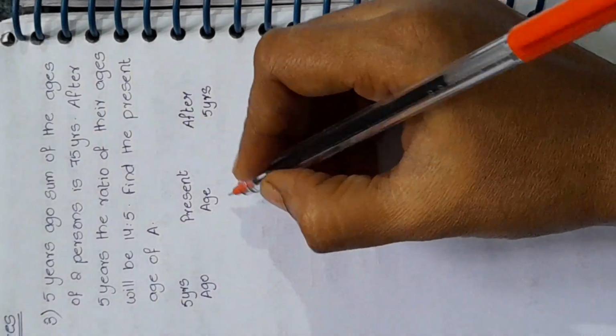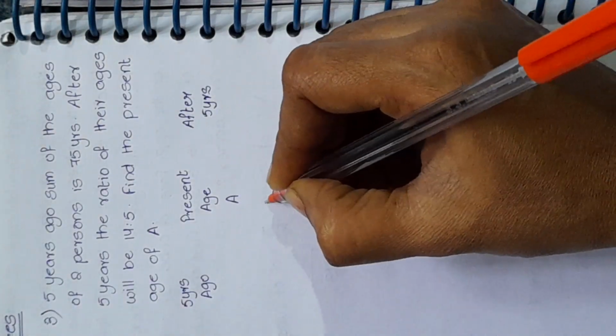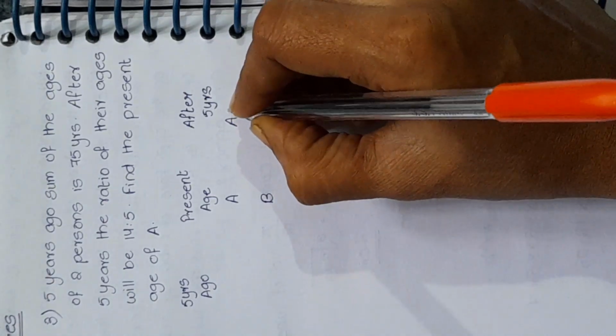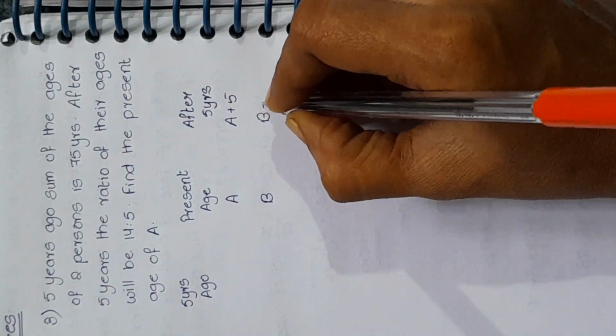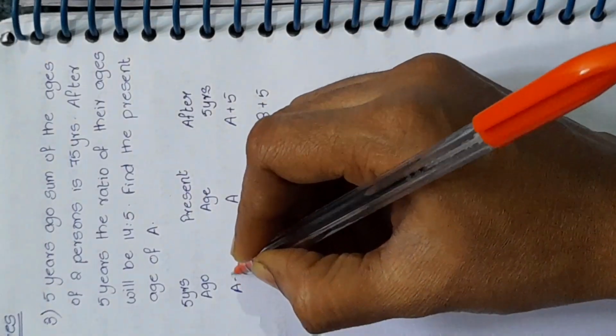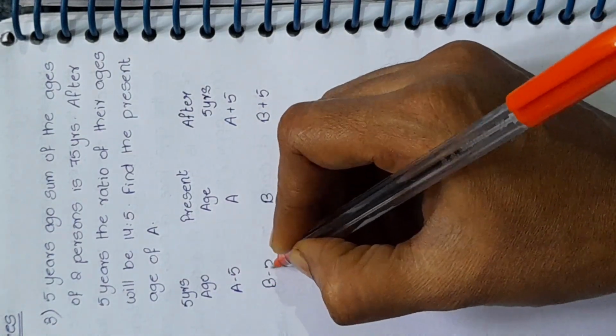Question number 3. 5 years ago, sum of ages of two persons is 75 years. After 5 years, the ratio of their ages will be 14:5. Find the present age of A. Let the present ages of two persons be A and B. So after 5 years, it is A plus 5 and B plus 5. Before 5 years, it is A minus 5 and B minus 5.